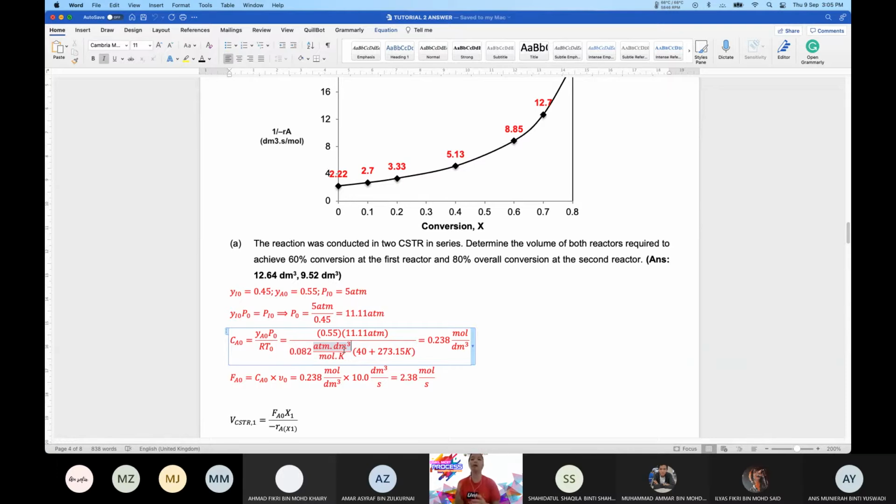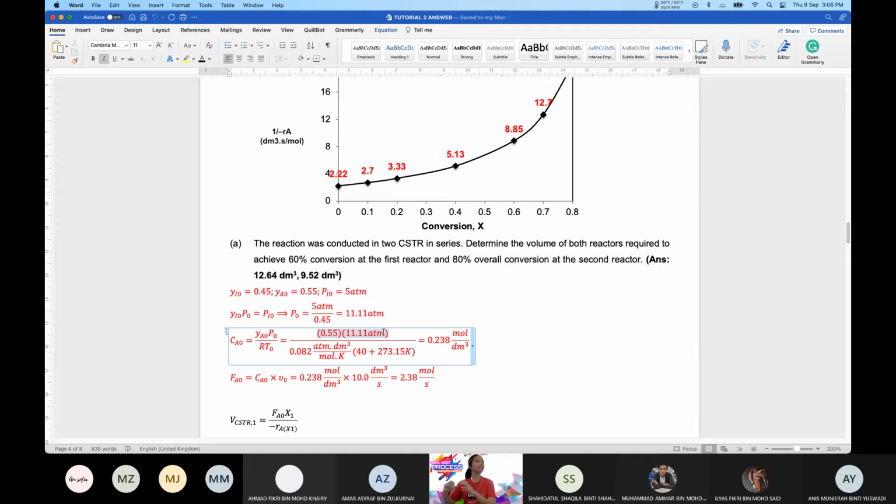Again, there's no fixed rule on how to choose the R value, as long as you make sure the units are consistent and you can cancel the units. If the units are not consistent, you have to do a conversion. For my case, I will always choose my R value according to my pressure unit, so that my pressure unit will cancel automatically. So for the case when it's ATM, the R value is 0.082 ATM dm cube per mole Kelvin.